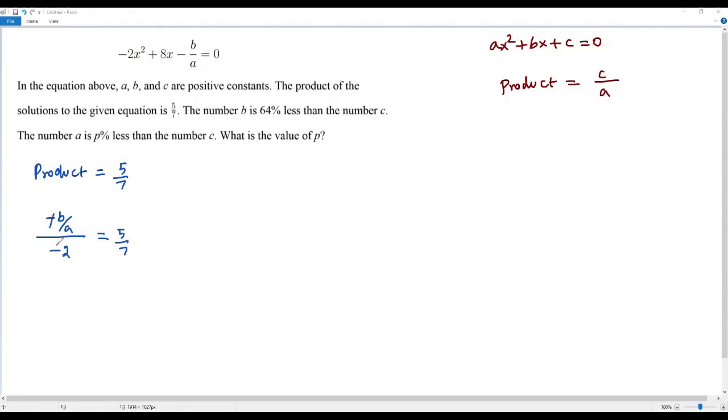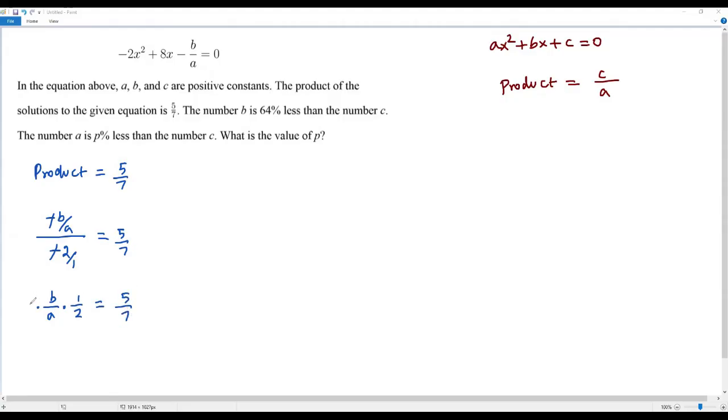Here this negative sign will cancel out, and also we can consider this 2 as 2 over 1. Here we divide a fraction by another fraction. What we can do is take the fraction in the numerator as it is, that is b over a. Now we can change this division to multiplication, so we have to take the reciprocal of this one. The reciprocal of 2 over 1 is 1 over 2, equals 5 over 7.